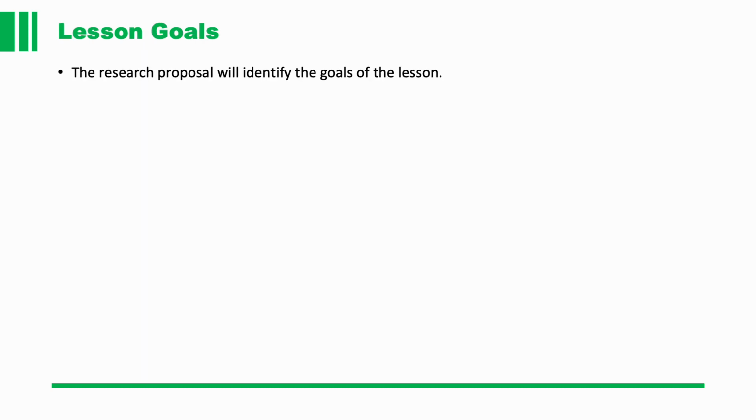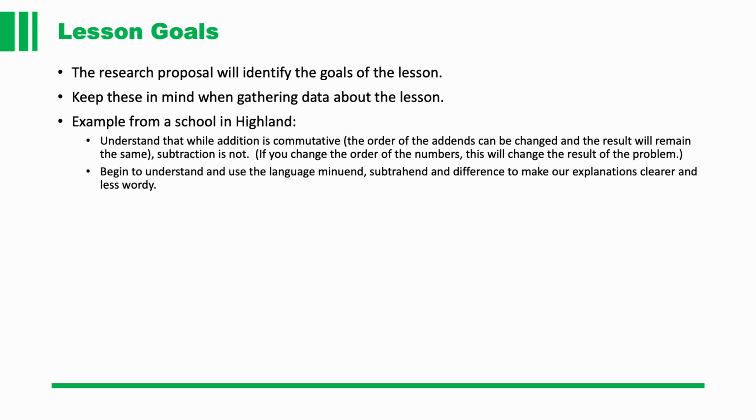The research proposal will identify the goals of the lesson. Keep these in mind when gathering data about the lesson. Here's an example of lesson goals from a research lesson in a school in Highland. Understand that while addition is commutative, the order of the addends can be changed and the result will remain the same. Subtraction is not. If you change the order of the numbers, this will change the result of the problem. Begin to understand and use the language minuend, subtrahend, and difference to make our explanations clearer and less wordy.